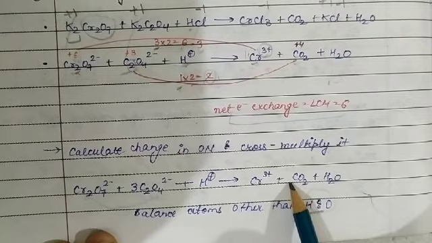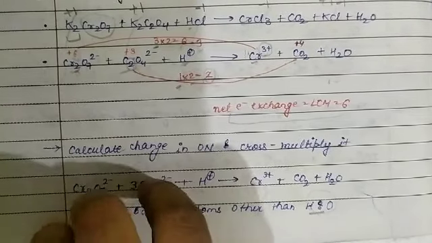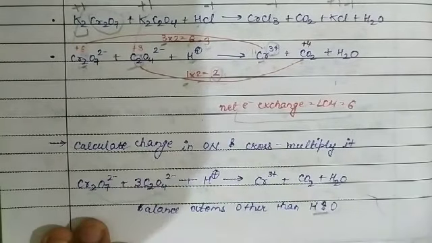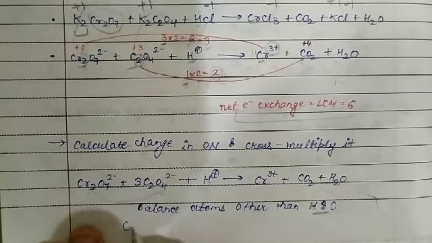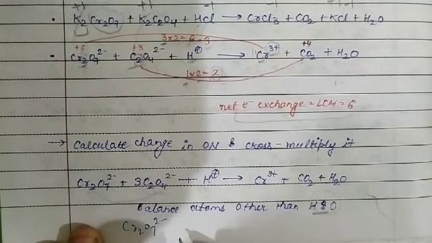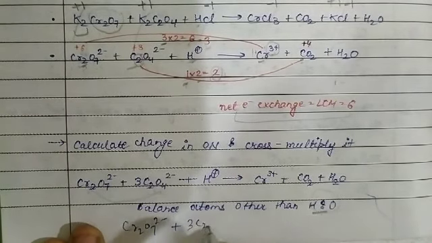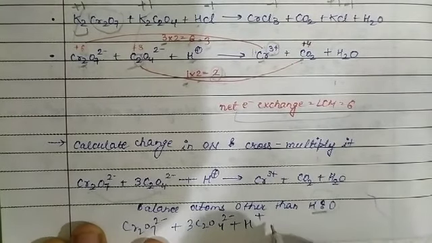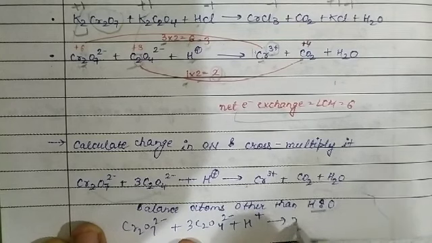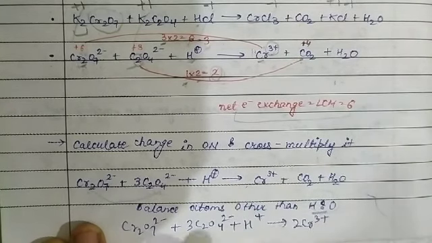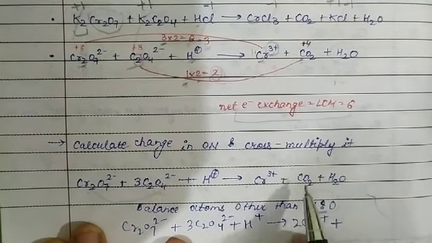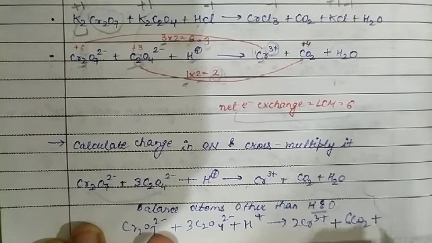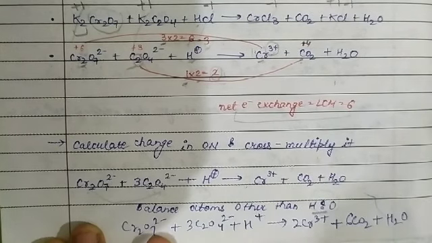And then balance the oxygen atom. So basically we have Cr2O7 2 negative plus 3C2O4 2 negative plus H positive changes into how many chromium atoms? 2 chromium, so 2 Cr3 plus, and plus how many CO2 are there? There are 6 carbon atoms, so balance 6 CO2. So other atoms are balanced. Water is as it is.